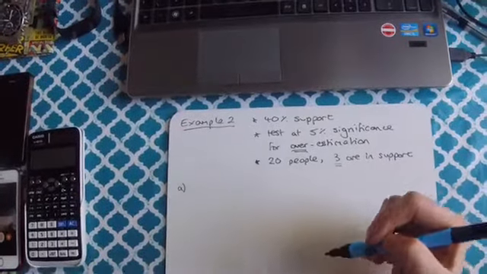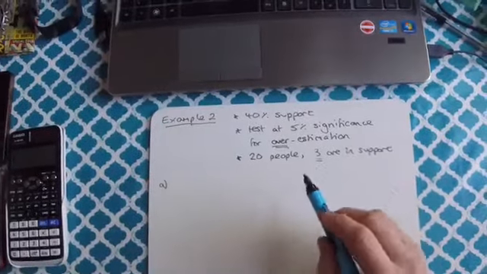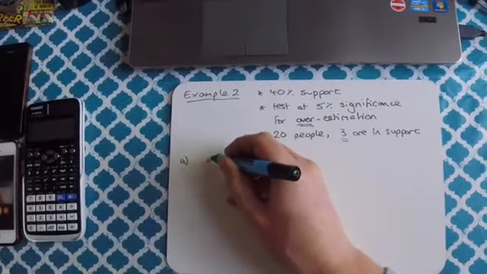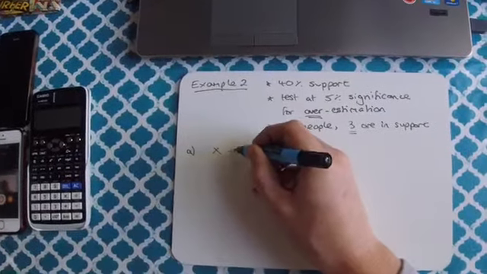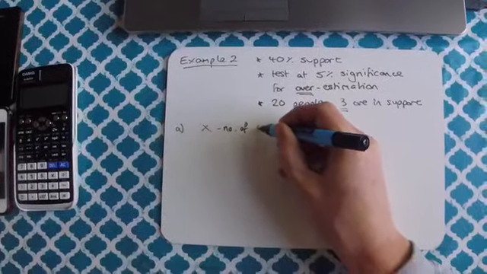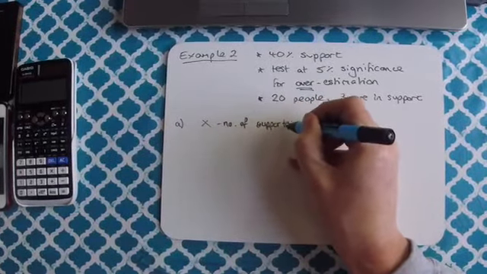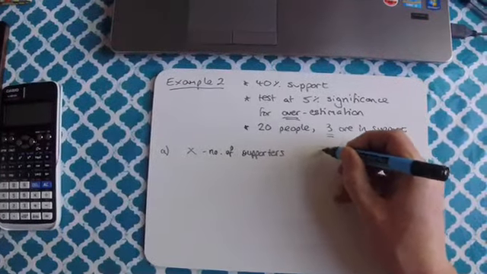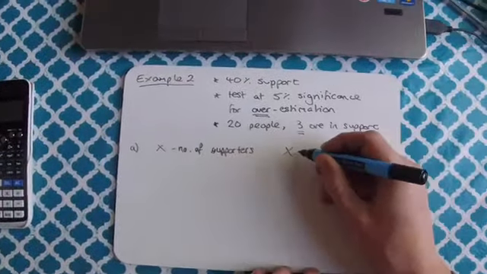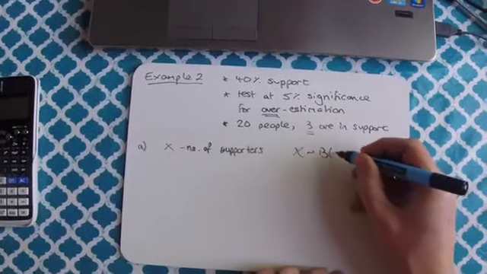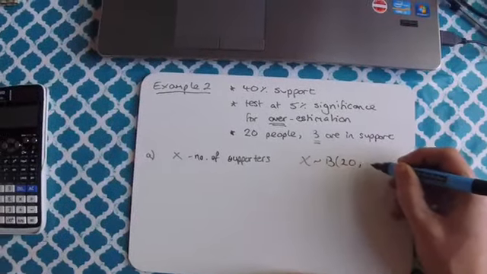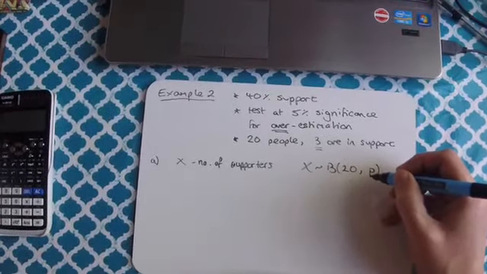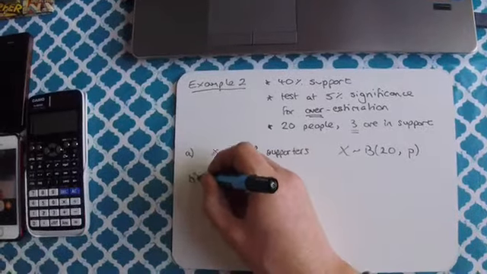So the suitable test statistic, what are we testing? Well, we're testing how many people are in support. So we could say X could be the number of people that are in support of the candidate, and we could say that X, due to what we're doing, could be binomially distributed. We've asked 20 people and we're after this probability here, and this is what we're trying to determine. What are the hypotheses then?